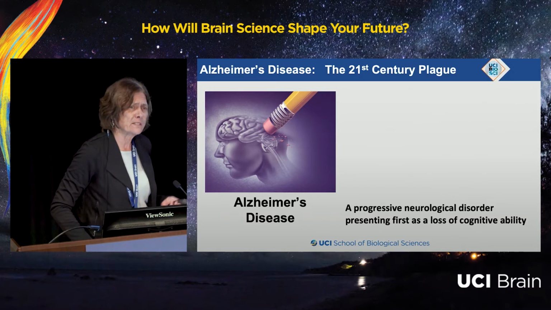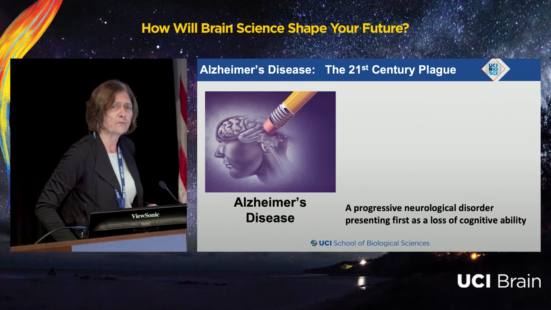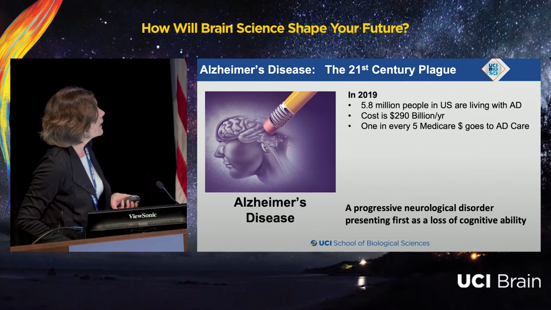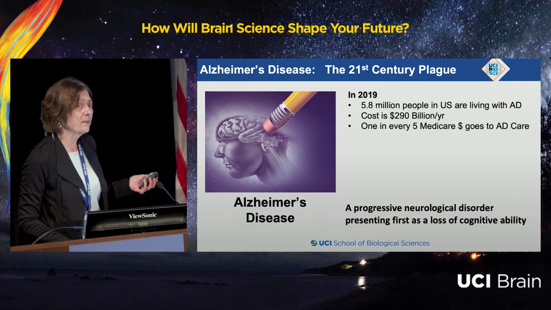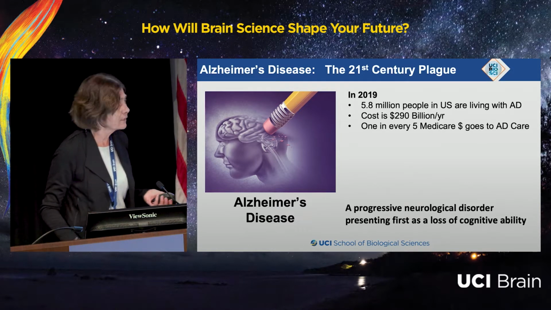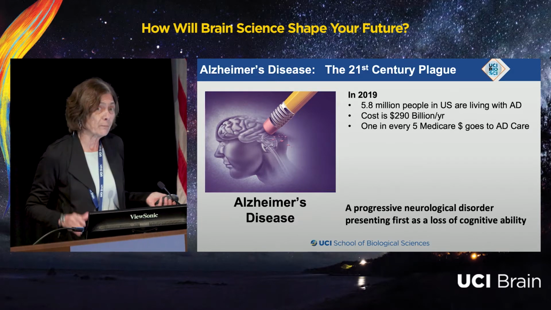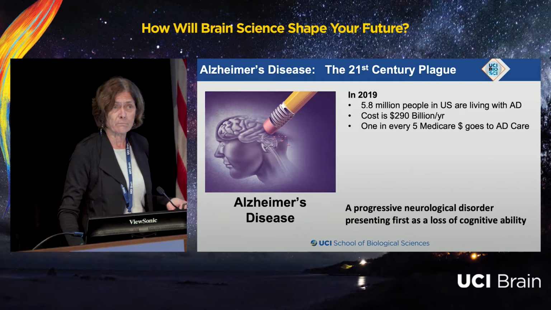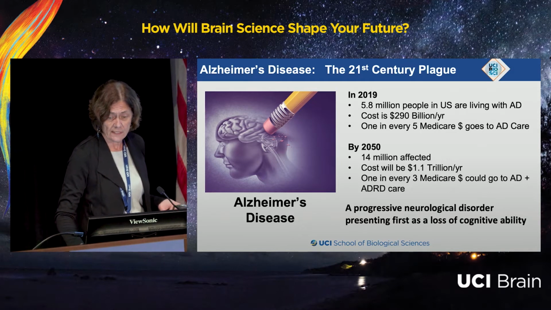We have Alzheimer's disease, which has been talked about as being the 21st century plague, and it really is a major disease because in the US alone it has 5.8 million people that are affected by it presently, and it costs $290 billion per year in care cost. So that means 1 in every 5 Medicare dollars is going to AD care.